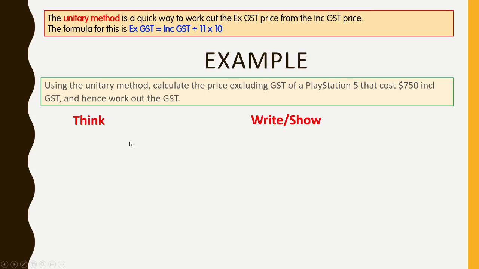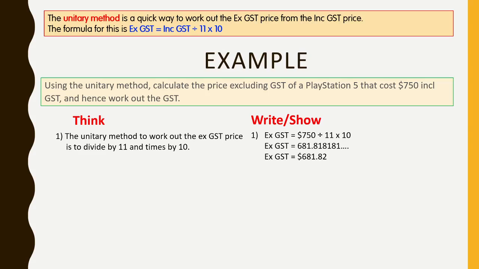So here's an example for this. Using the unitary method, calculate the price excluding GST of a PlayStation 5 that costs $750 including GST, and hence work out the GST on it. So let's go through the unitary method. To work out the excluding GST price is to divide by 11 and times by 10. So I do that in my calculator. I get this number here, 681.818181, and it just keeps going on forever. It's a recurring number. So we round that off to 2 decimal places because we're dealing with cents.